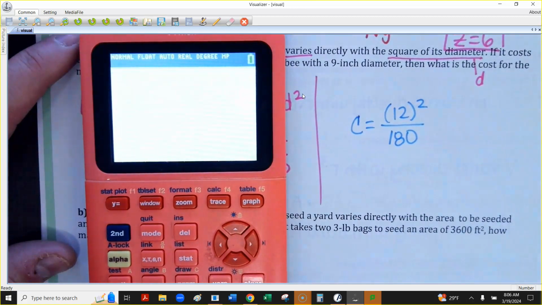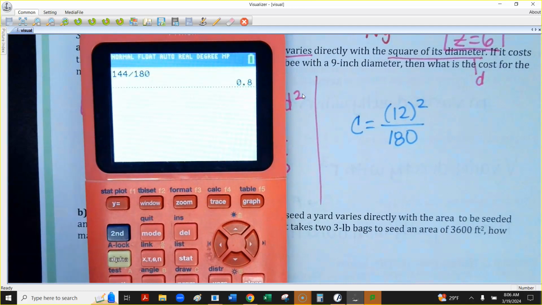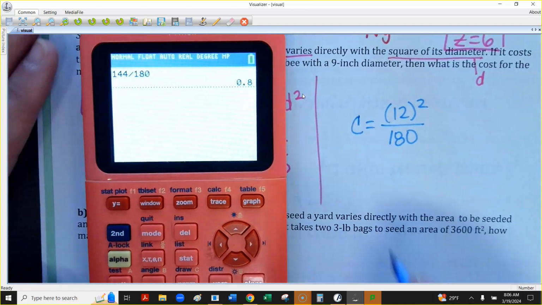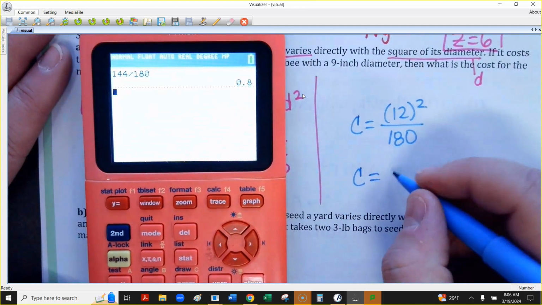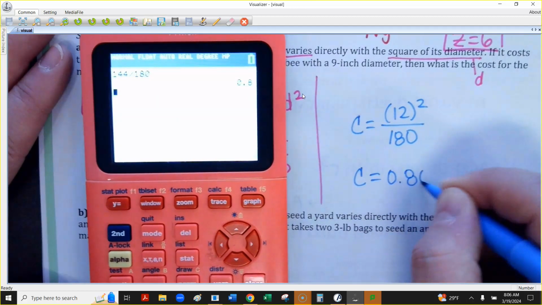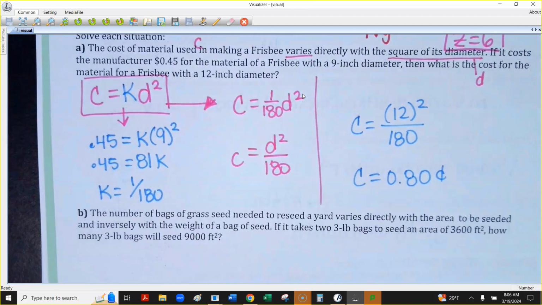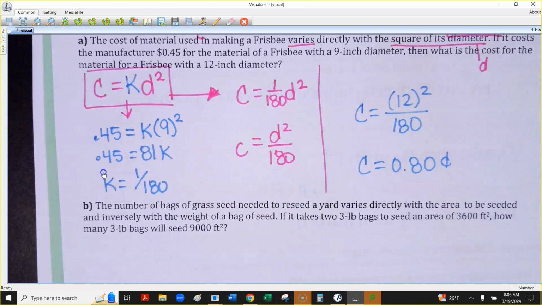So 144 over 180. And this is talking about how much it's going to cost. So I'm going to go ahead and round this to the nearest cent. So this would be 80 cents for every Frisbee is what it would cost them. Anybody have a question? All right, we'll do one more here.